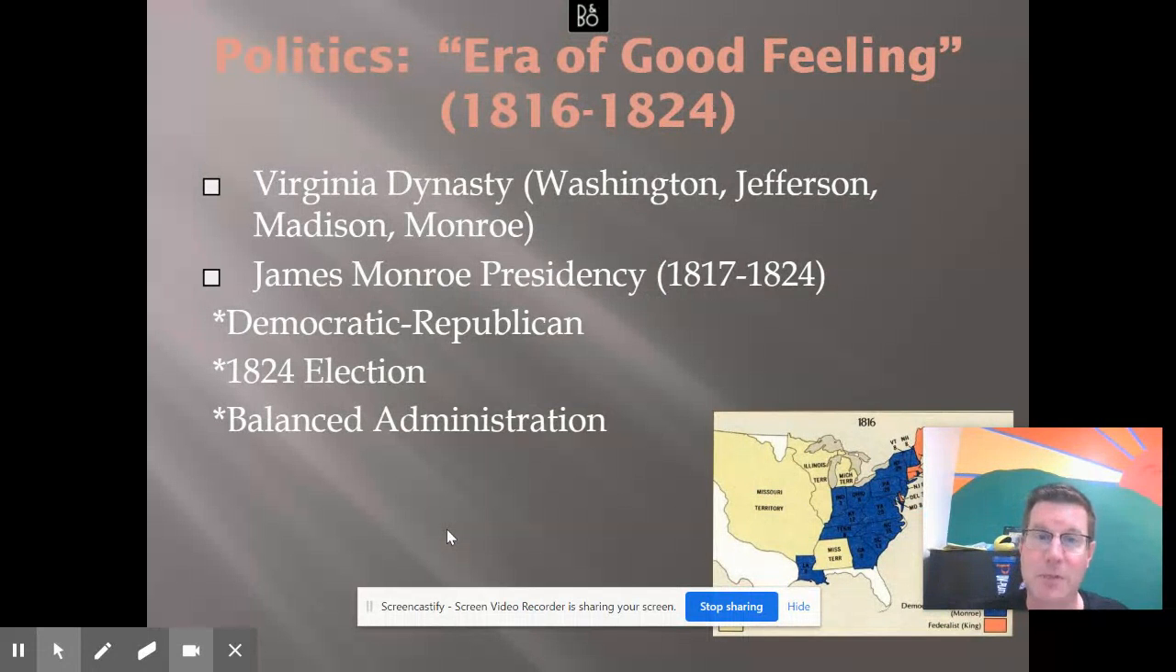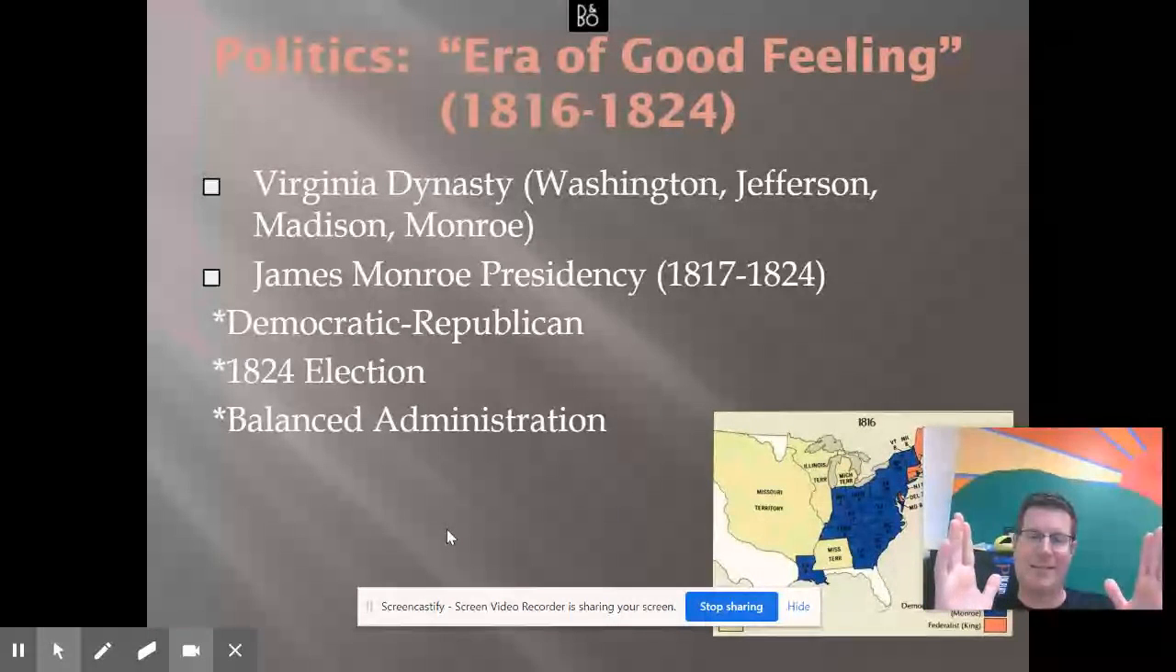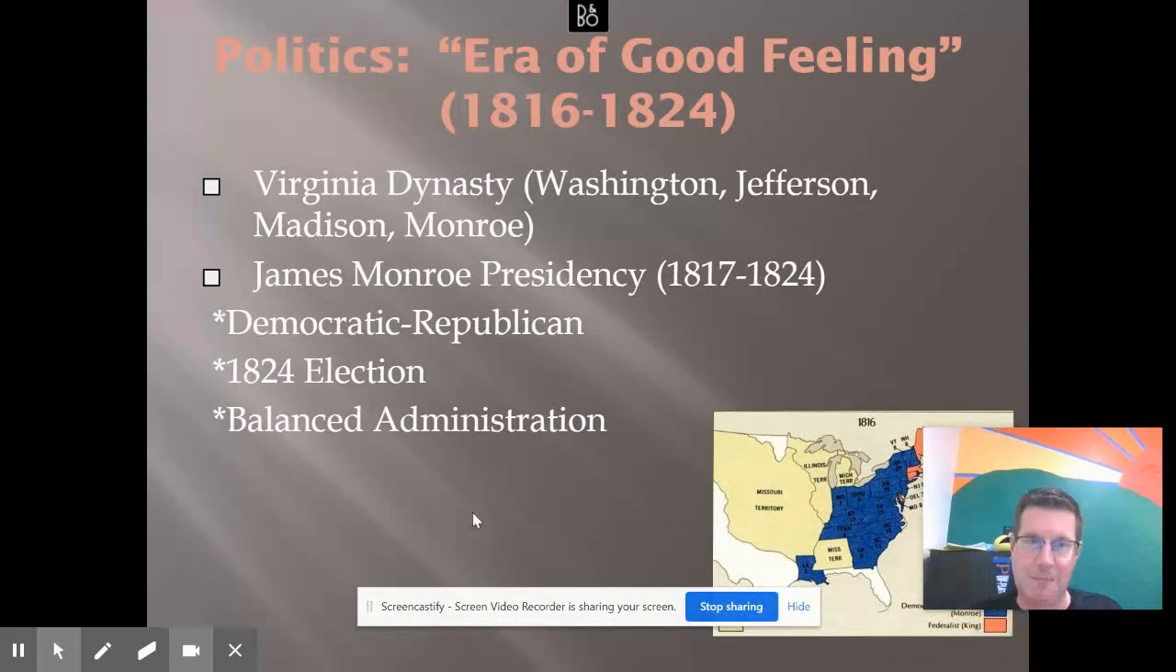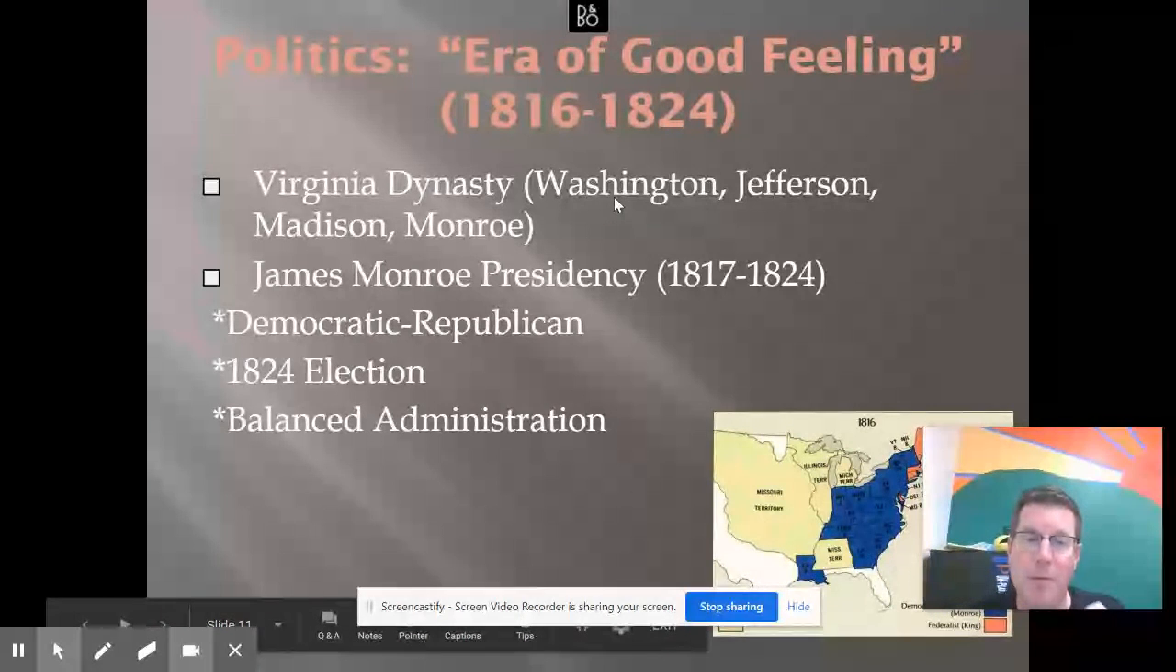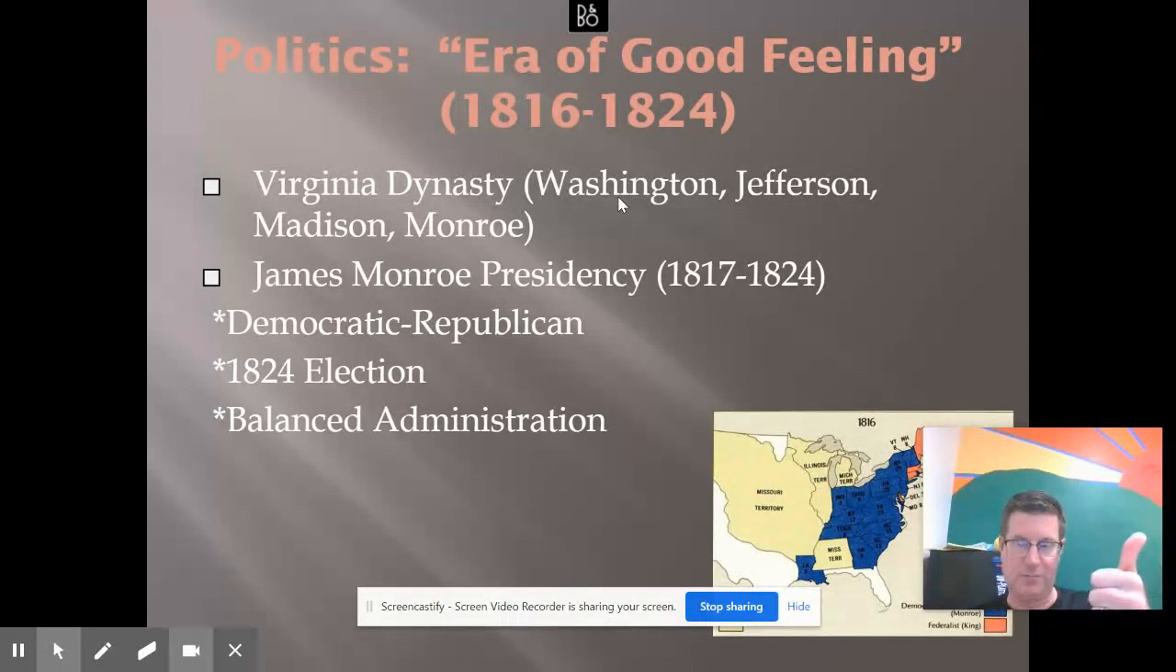Okay, politics, what's going on? As I said, there's this Era of Good Feelings. I hinted at this before. We have sort of this Virginia dynasty that had been going on in the early part of the United States. If we look at almost all of our first presidents, except for Adams, they're all from Virginia. Washington's from Virginia, Jefferson's from Virginia, Madison's from Virginia, Monroe is from Virginia. All Virginians. Believe it or not, Virginia does not have the most presidents born in it. That's Ohio. But Virginia is number 2.